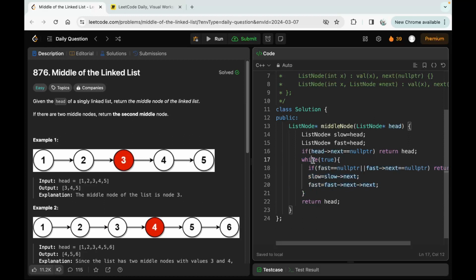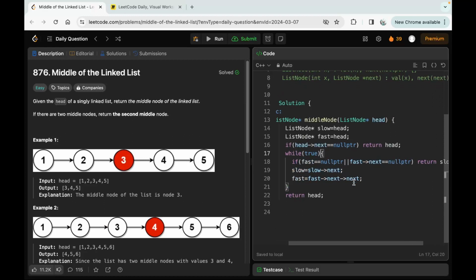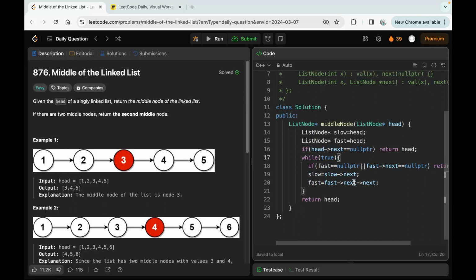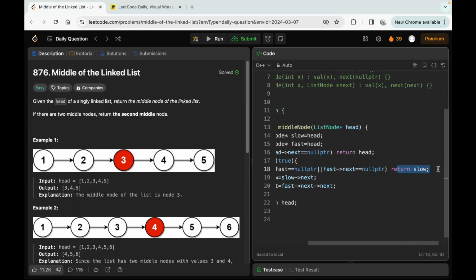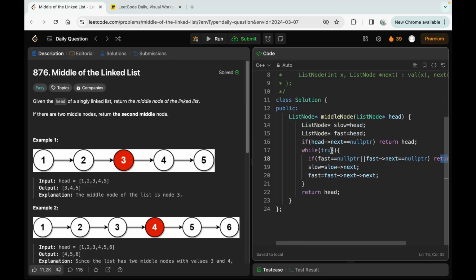Now, why we are doing while true is because there might be a cycle, right? If let's say there is a cycle, then obviously you have to break out of the loop at this point, but still, you can return the head in the last. Otherwise, you will break out of this condition that fast is null or fast of next is null, and you can return slow. You can also put this condition up here. I think that will not make any such difference, because it's not mentioned that there would be any cycle, right? So that is how you have to solve this question.